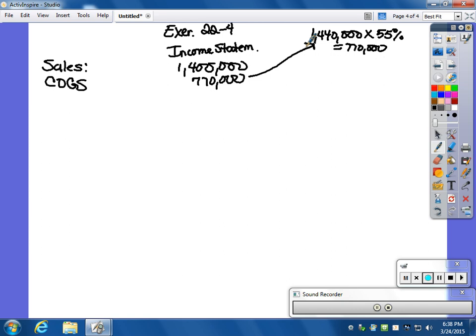All right. What's the next line? Oh, we have to calculate gross profit, which is just subtracting cost of goods sold from sales, which gives us what? $630,000. Okay, so 630,000. All right, operating expenses.